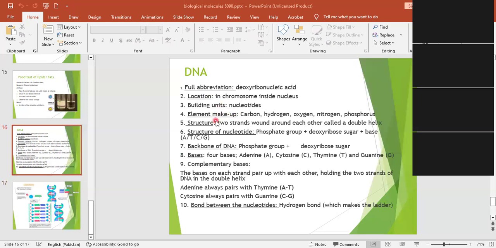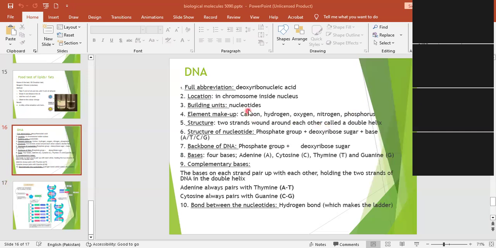What are the elements which make up the DNA? Means this nucleotide किसका बना हुआ है? ये कौन से elements हैं? You will find carbon, hydrogen, oxygen, nitrogen, and phosphorus. How does the eukaryotic DNA look like? Double helix. Two strands wound around each other in form of double helix.